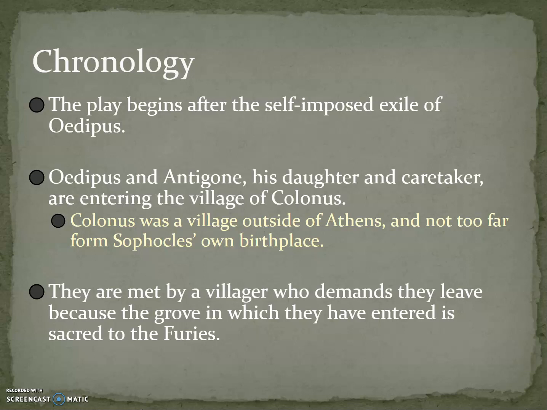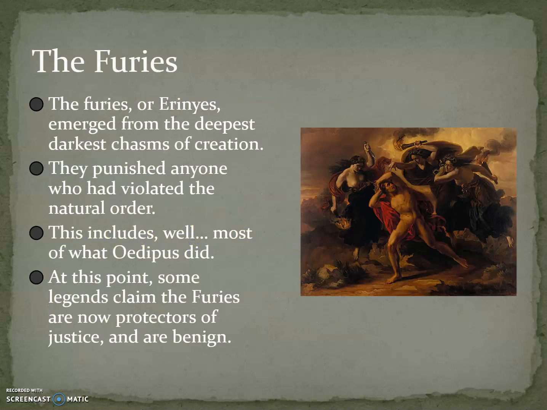At the beginning, they're entering the village of Colonus. Colonus was a village outside of Athens. Hint, hint, that is where Sophocles was from, so that'll play in a little bit to this story. They are met by a villager who demands they leave because the grove they have entered, an olive grove, is sacred to the Furies. The Furies, or Erinyes, emerged from the deepest, darkest chasm of creation, and they punish anyone who has violated natural order. At least that's their original purpose. That includes, obviously, most of what Oedipus has done. Some legends claim that the Furies are now protectors of justice and are benign, which is mostly one and the same, quite frankly.